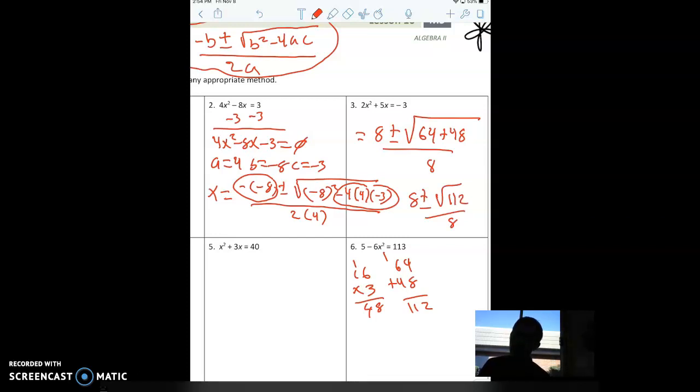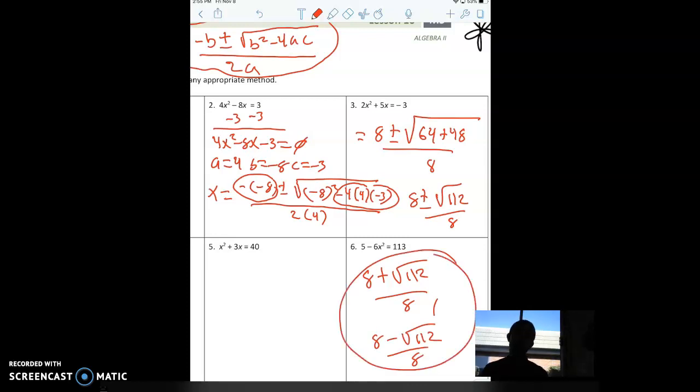Okay, and then at this point, we just have two solutions. I can't simplify the square root of 112. So then what are my two answers? My two answers would be 8 plus the square root of 112 over 8. And then my second answer would be 8 minus the square root of 112 over 8. Okay, so it's okay to leave answers in square roots.